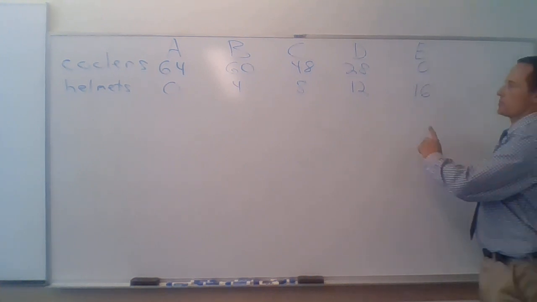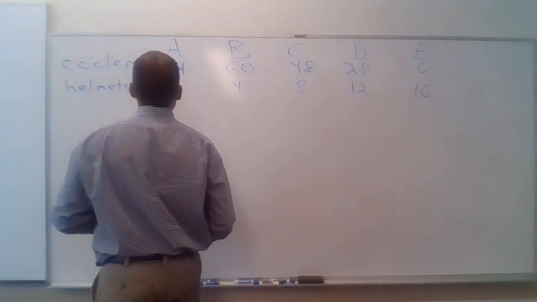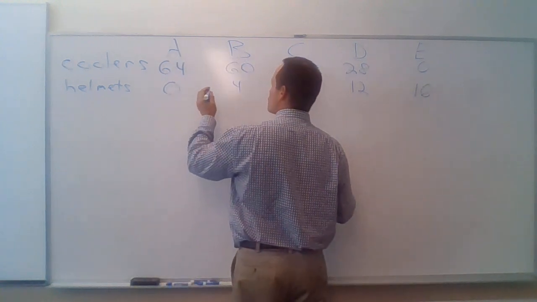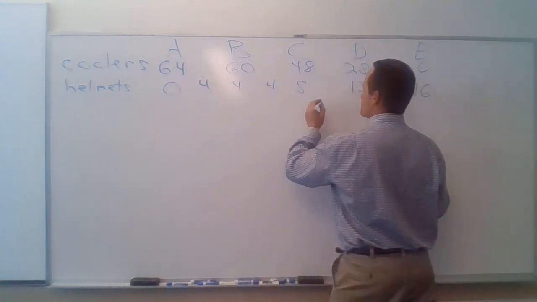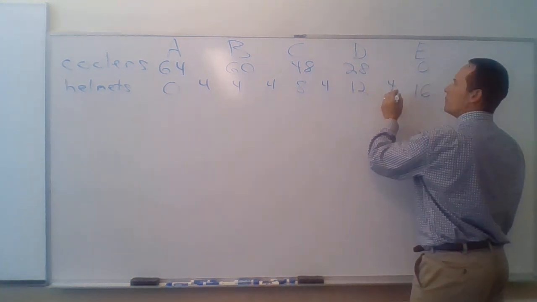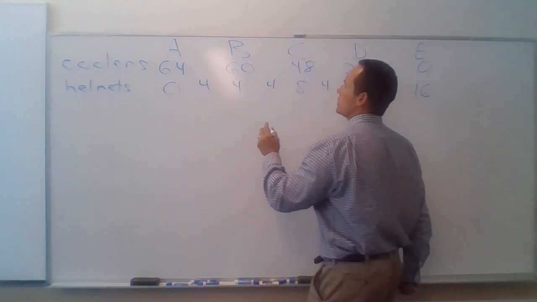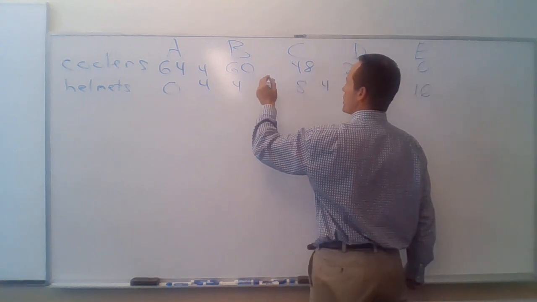If you look at the numbers, and we shall do that right now, the difference in helmets is 4, always 4. For other examples, it could be 3, it could be 5. But if we look at the difference in the other product, which is coolers, we'll see that those differences change.